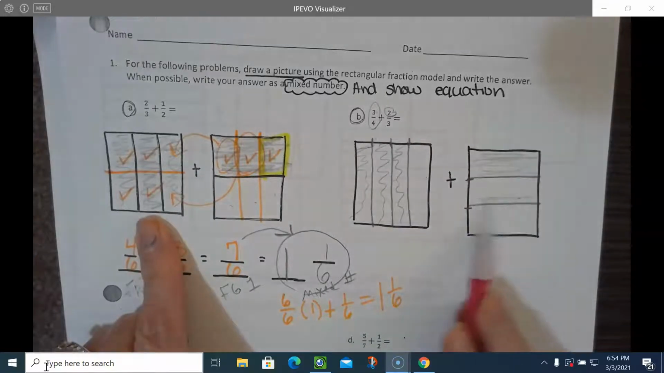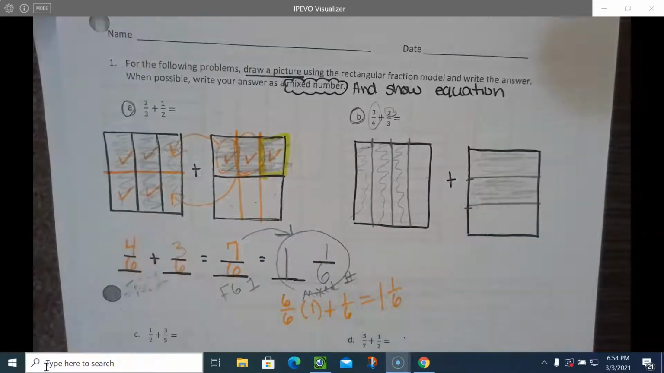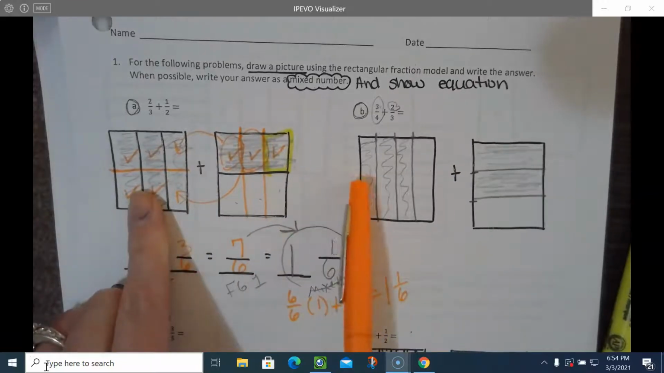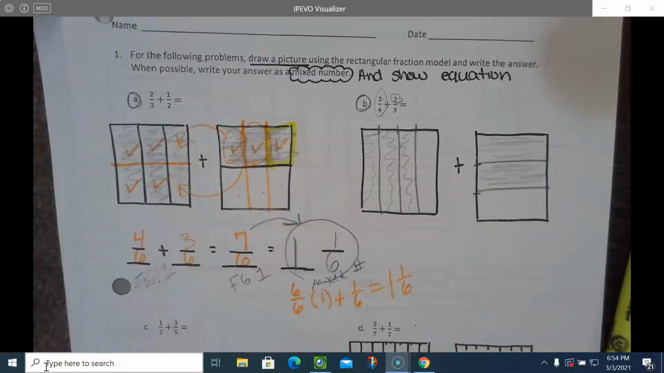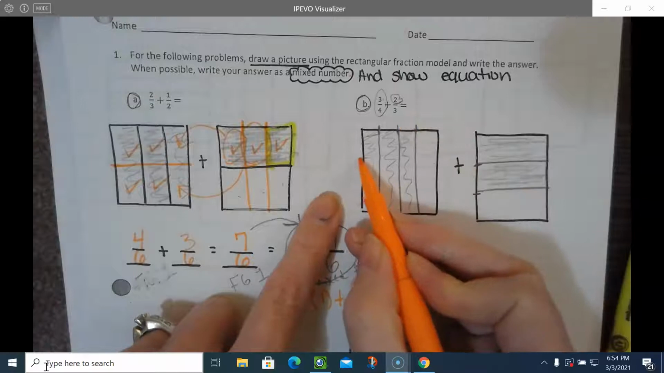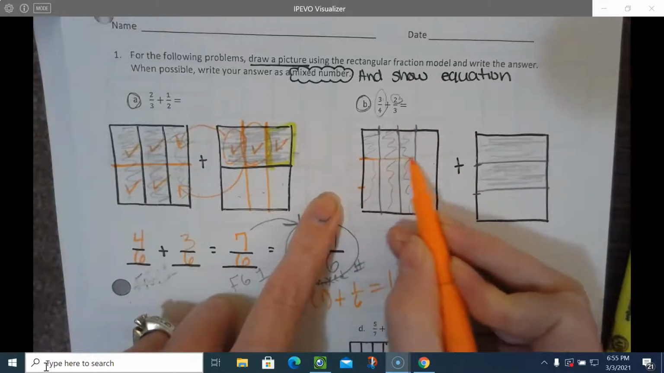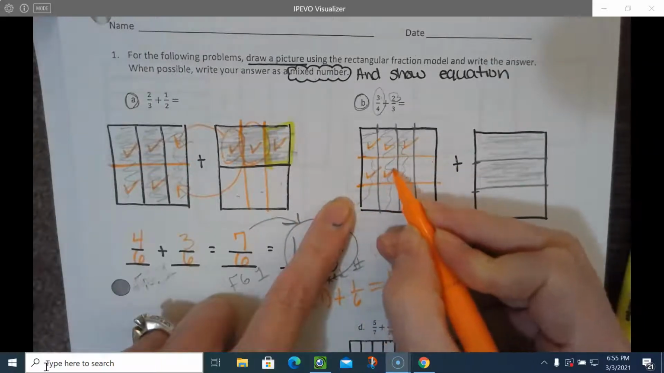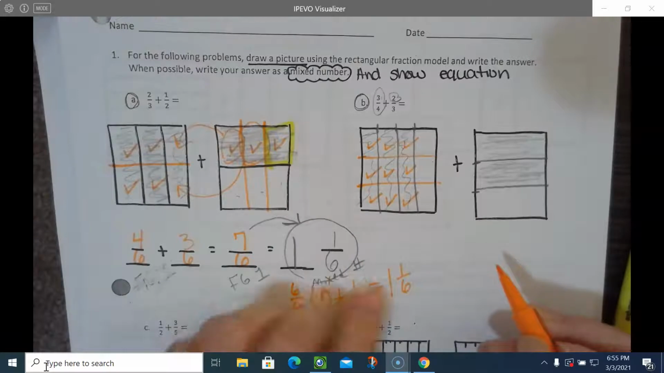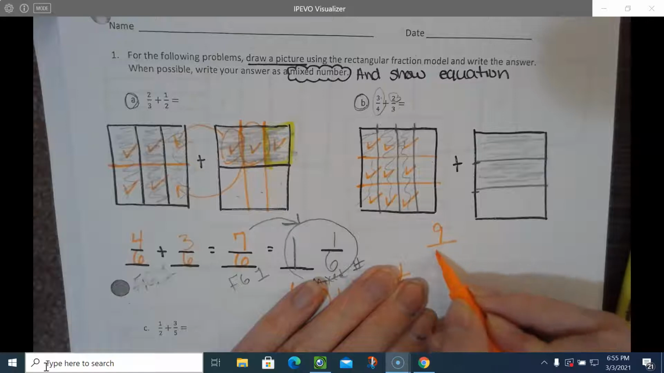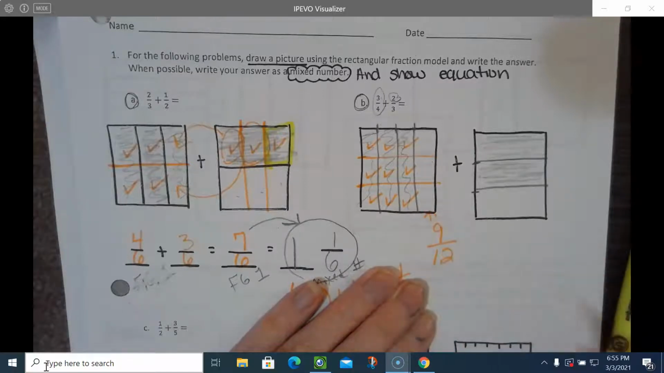So 1 part and 2 parts. Now, with your markers, you are going to do the shading with your colorful tool. So this is broken up into fourths. Now going horizontally, I want to break it up into thirds. And then where that double shading is, that is where you are going to make your new fraction. So 9 out of 12 would be this one.